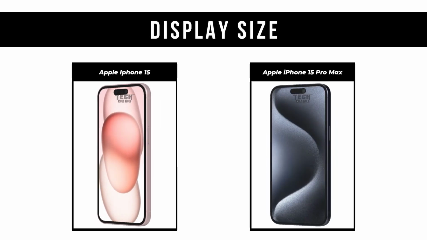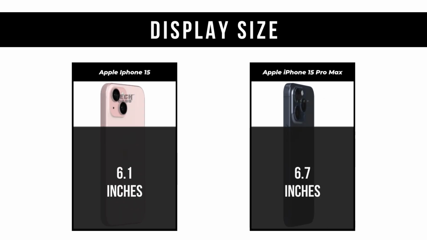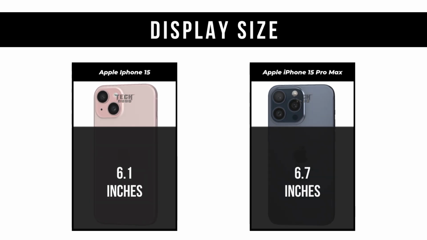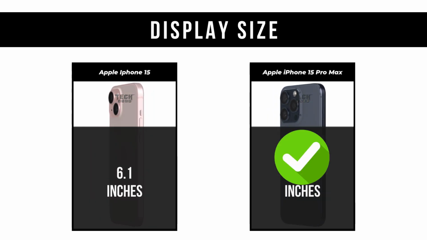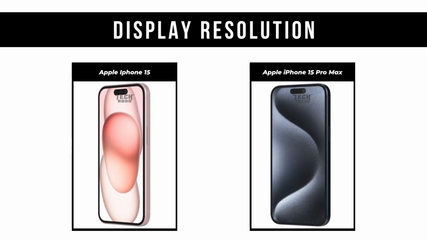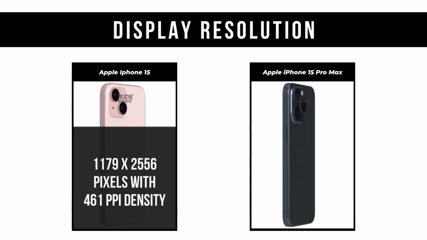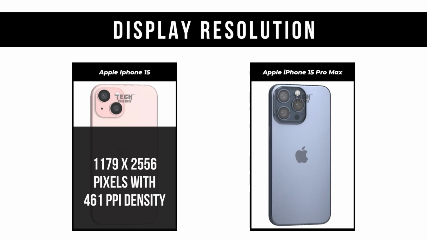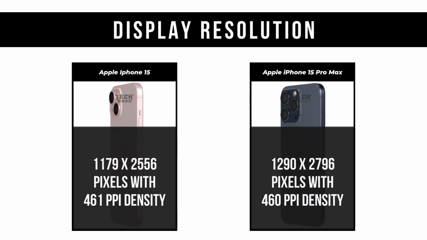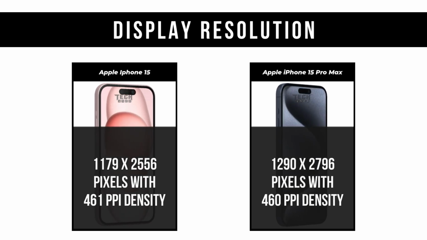Display size. Apple iPhone 15 is 6.1 inches. Apple iPhone 15 Pro Max is 6.7 inches. Display resolution. Apple iPhone 15 is 1179 by 2556 pixels, with 461 ppi density. Apple iPhone 15 Pro Max is 1290 by 2796 pixels, with 460 ppi density.